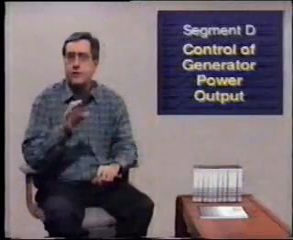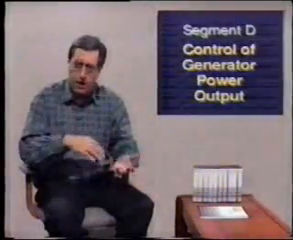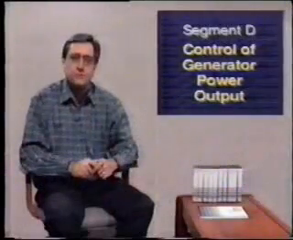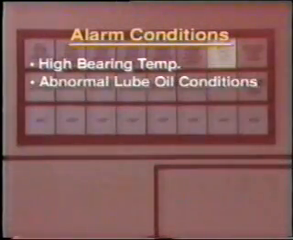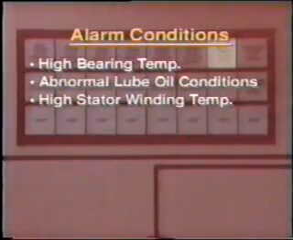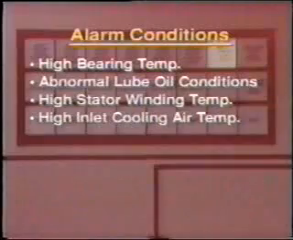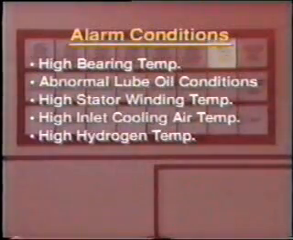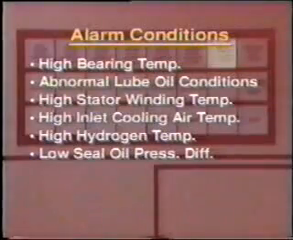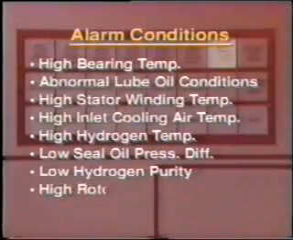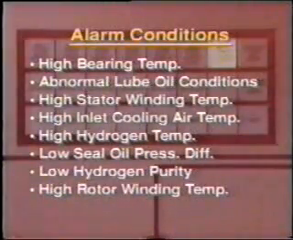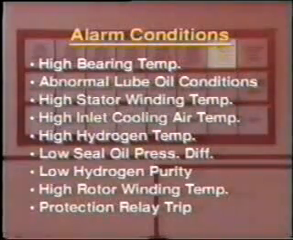As you would expect, the generator is well equipped with indications, alarms, and trips to provide protection. Alarms are triggered to warn of such conditions as high bearing temperature, abnormal lube oil conditions, high stator winding temperatures, high temperature of inlet cooling air or hydrogen, low seal oil pressure differential on the hydrogen system, low hydrogen purity, high rotor winding temperature, and electrical protection relays to trip the unit in case of a generator electrical fault.